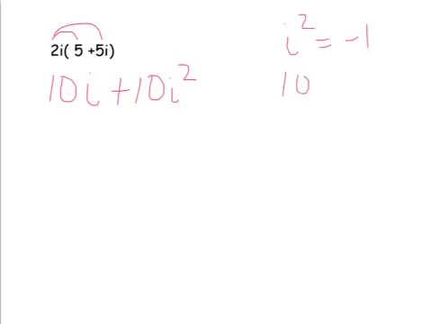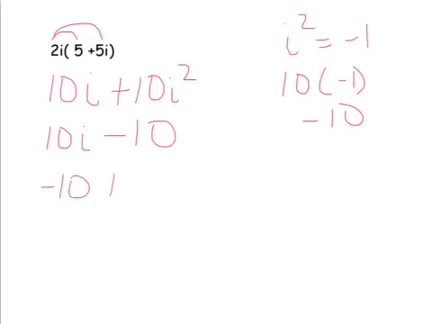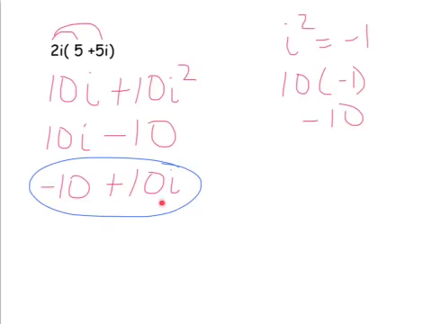Alright, this one's just a distributive property. So I'm going to take the 2i times the 5 and the 2i times the 5i, and I get 10i plus 10i squared. Well, what do I know about i squared? As we already said, i squared equals negative 1. So basically what I have is 10 times negative 1, which gives me negative 10. So I have 10i minus 10, but I know that I want to have my real number first, so negative 10, and my imaginary number second, plus 10i. This would be my final answer. Real number first, imaginary number second.